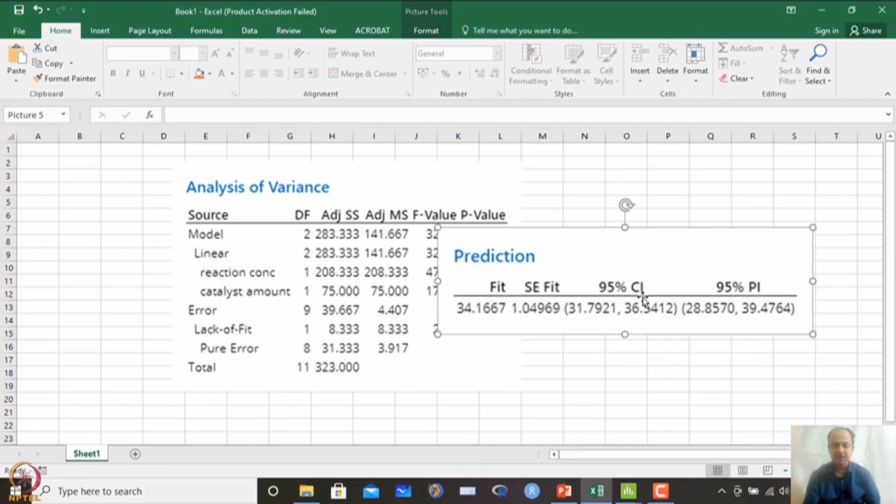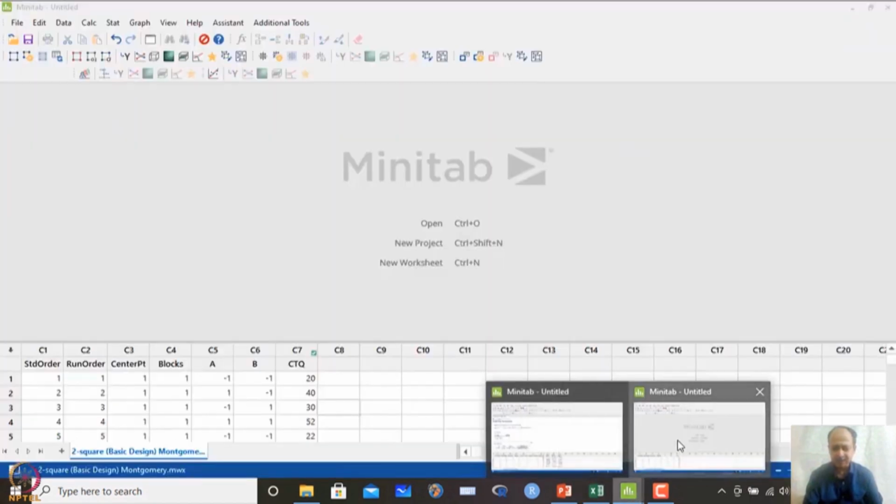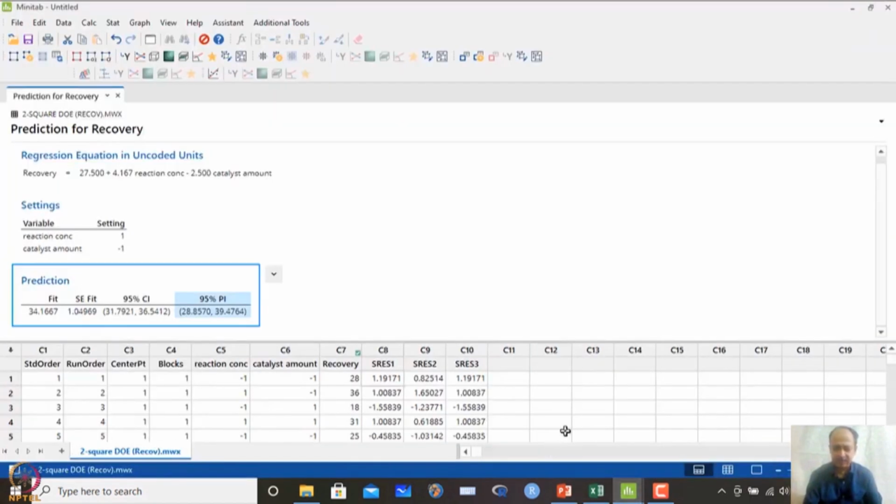There is also a prediction interval and confidence interval calculation over here. Your prediction interval says that the value should lie between 28 and 39. Because of uncertainties, the value may not be exactly 34; it can vary between 28 and 39. This is the 95% prediction interval that we have considered. Okay, so this is possible, and these are the residuals.